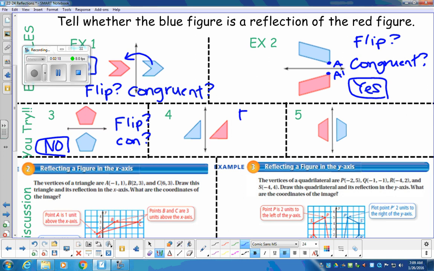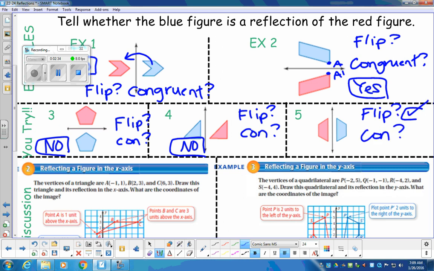Number 4, did we flip it? And if we flipped it, is it congruent? Did we flip it? No, not a reflection. Again, looks like another translation. Number 5, did we flip it? And if we flipped it, is it congruent? Did we flip it? Yes, we did. Does it appear to be congruent, same size, same shape? Yes. So we would say in number 5, this is an example of a reflection. So going back through and grading your paper, you should have, let's see, no, yes, no, no, and yes in those 5 examples. Go ahead and catch up if you are behind.